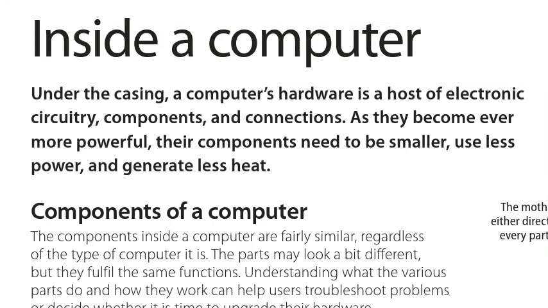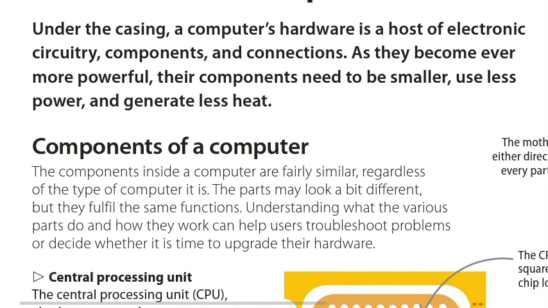What is inside a computer? Under the casing, a computer's hardware is a host of electronic circuitry, components and connections. As they become ever more powerful, their components need to be smaller, use less power, and generate less heat.